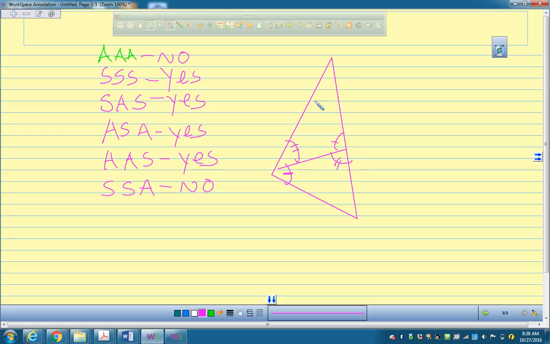Okay? Is triangle 1 congruent to triangle 2? Yes or no? Why?